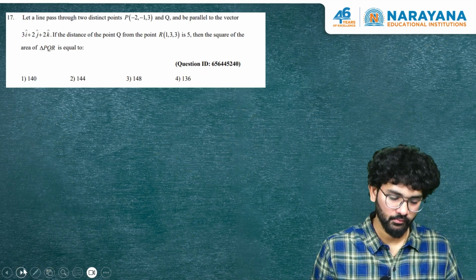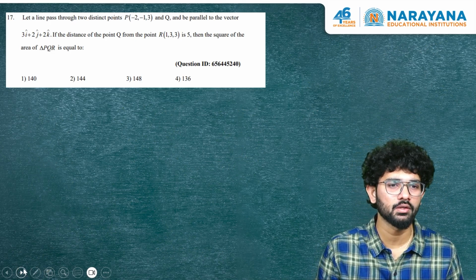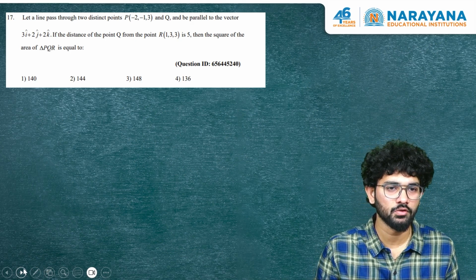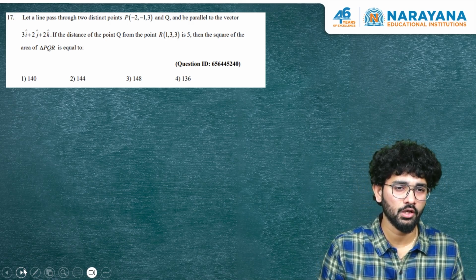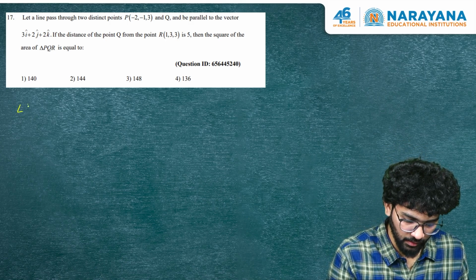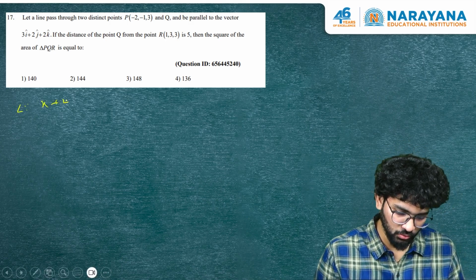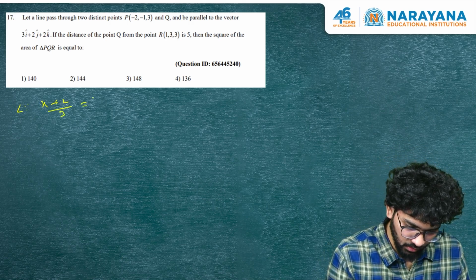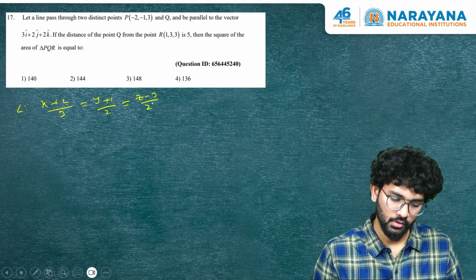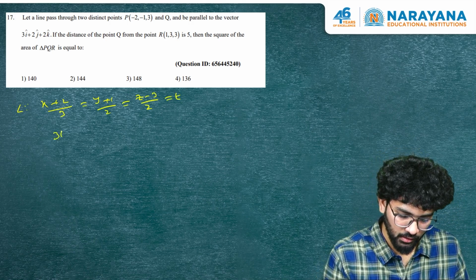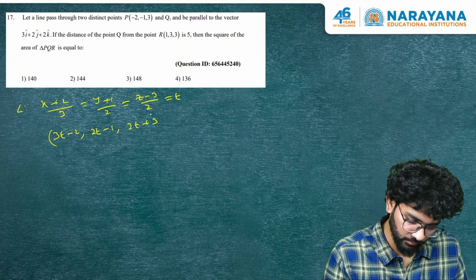So if you go to the next question: let a line pass through two distinct points P and Q and be parallel to the vector 3i bar plus 2j bar plus 2k bar. The distance of the point Q from the point R is 5, and the square of the area of triangle PQR is asked. So if you find the equation of the line passing through P and parallel to the vector, it will be x plus 2 by 3 equal to y plus 1 by 2 is equal to z minus 3 by 2. So if I take any general point on this line, it will be 3t minus 2, 2t minus 1, 2t plus 3.